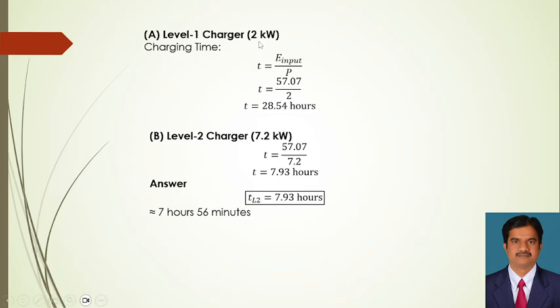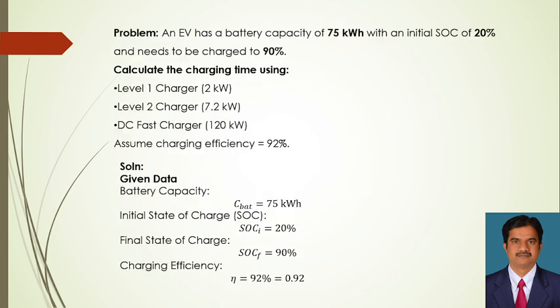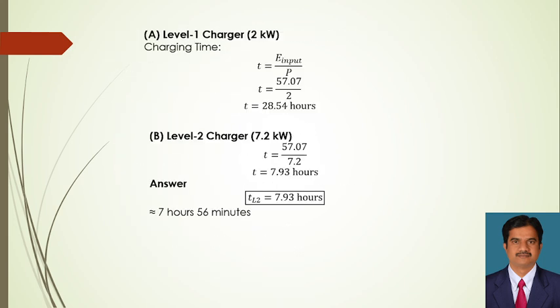ಸೊ ಲೆವೆಲ್ 1 ಚಾರ್ಜರ್ ಅಂದ್ರೆ 2 ಕಿಲೋವ್ಯಾಟ್ ಇದೆ. ಸೊ ಚಾರ್ಜಿಂಗ್ ಟೈಮ್ ಇಸ್ ಇನ್ಪುಟ್ ಎನರ್ಜಿ ಡಿವೈಡ್ ಬೈ ದ P, that is equal to 57.02 divided by 2. P ಅಂದ್ರೆ ಪವರ್, ಇಲ್ಲಿ 2 ಕಿಲೋವ್ಯಾಟ್ ಇದೆಯಲ್ಲ ಅದನ್ನ ಸಬ್ಸ್ಟಿಟ್ಯೂಟ್ ಮಾಡಿ. ಸೊ ಚಾರ್ಜಿಂಗ್ ಟೈಮ್ ಎಷ್ಟು ಬಂತು? 28.54 ಅವರ್ಸ್ ಬೇಕಾಗುತ್ತೆ.